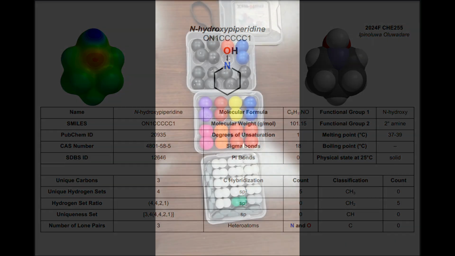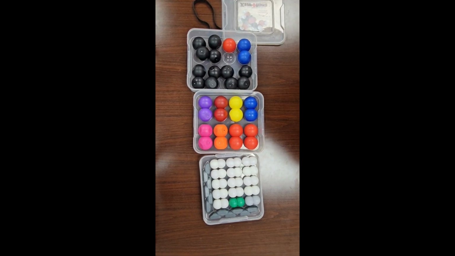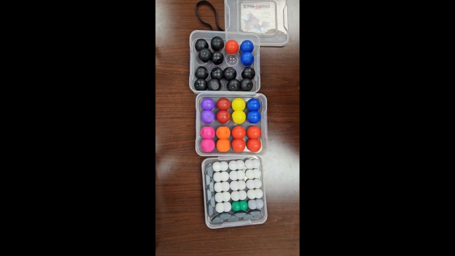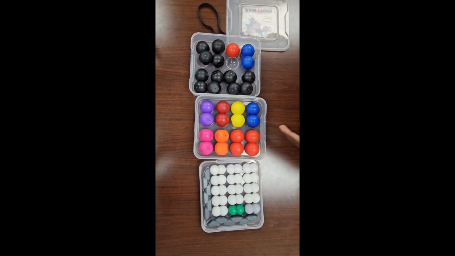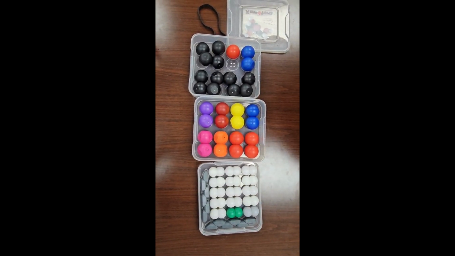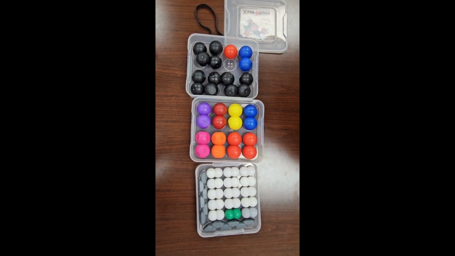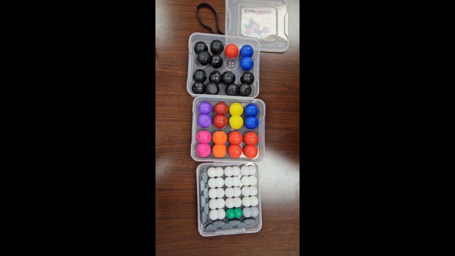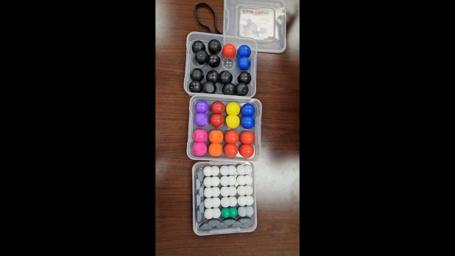Okay, so we're going to be building N-hydroxypiperidine with the Snatoms kit. With the Snatoms kit, we see that black is carbon, red is oxygen, blue is nitrogen, and white is hydrogen. These are the ones we need for N-hydroxypiperidine, since it has the structure of cyclohexane, which is cyclic, and it has a molecular formula of C5H11NO.